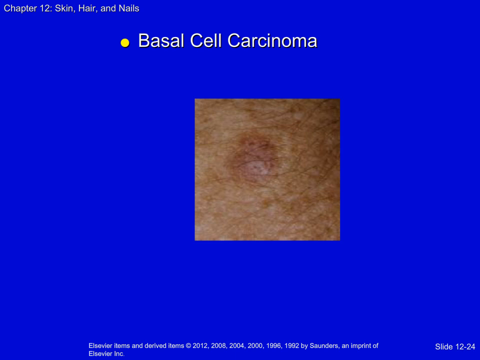BCC usually appears as a flat, firm, pale area that is small, raised, pink or red, translucent, shiny, and waxy, and the area may bleed following minor injury. Tumor size can vary from just a few millimeters to several centimeters in diameter. Clinically, a red, well-circumscribed macule with minimal scale is present.